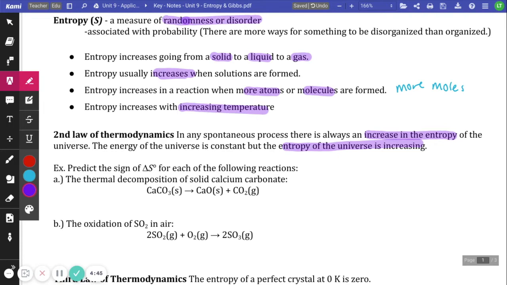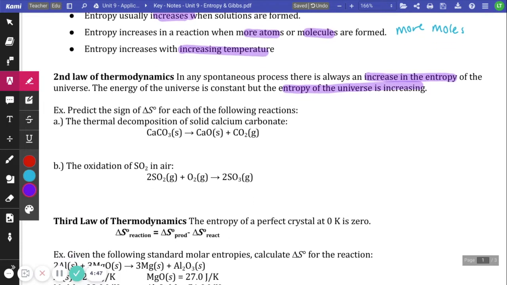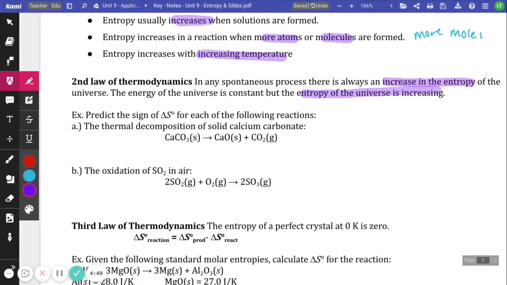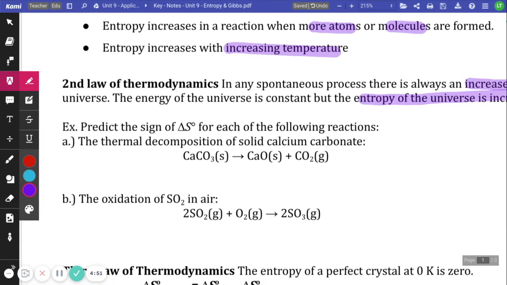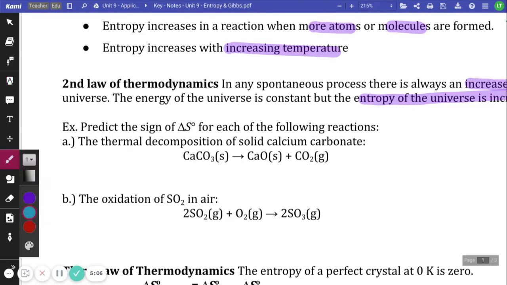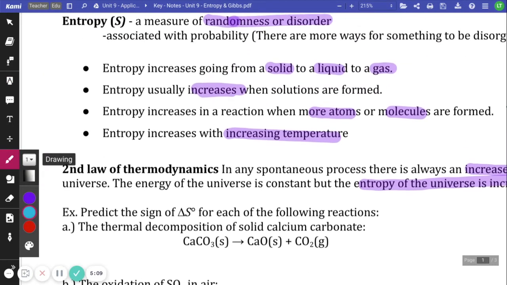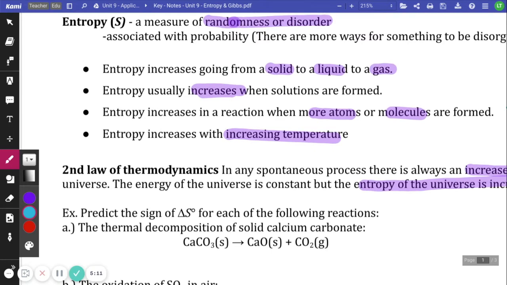All right. So what I want us to do now is look at these two reactions and predict whether or not our sign of delta S, or our change in entropy, is going to be positive or negative. All right. So for my first one, it says the thermal decomposition of solid calcium carbonate. So a couple of things that we should be looking for are really the things on our list. So is there a phase change? Are we making more or fewer molecules?